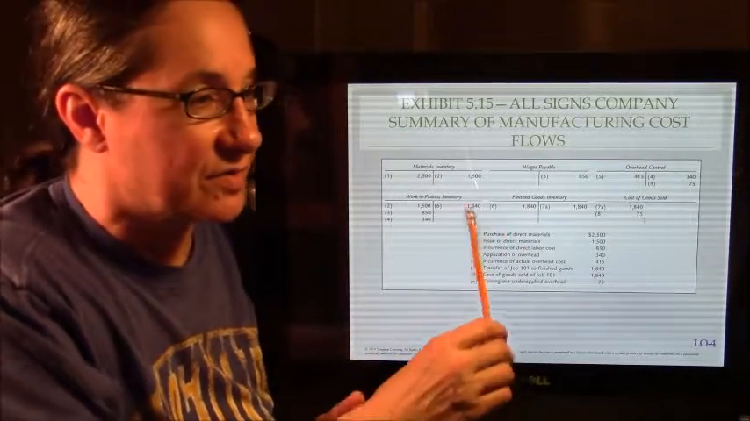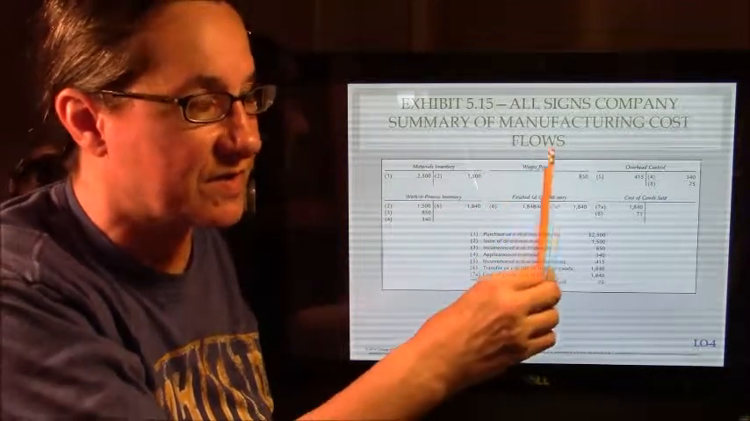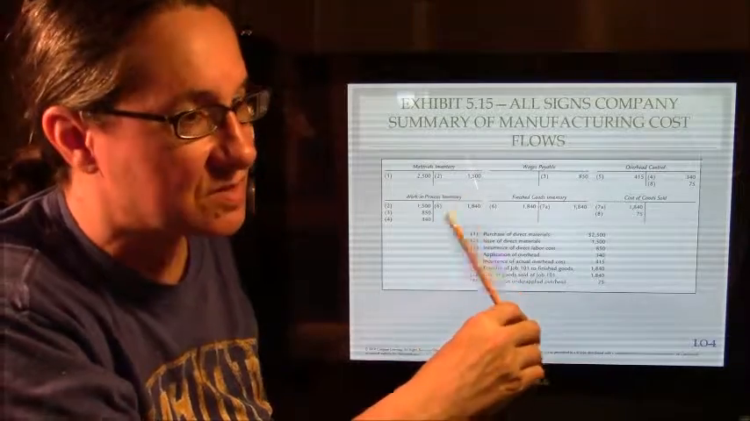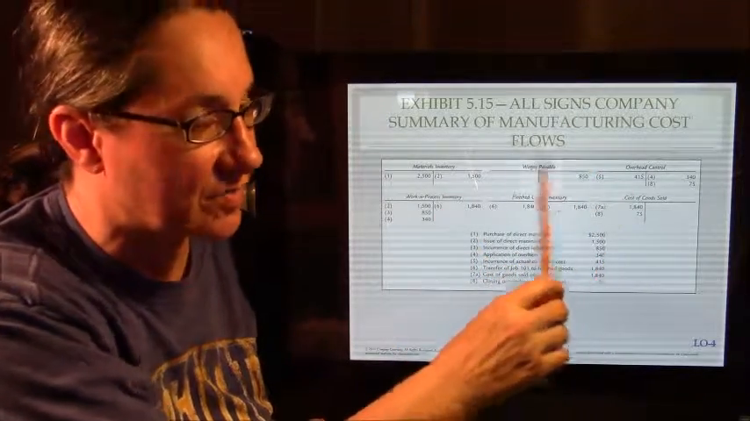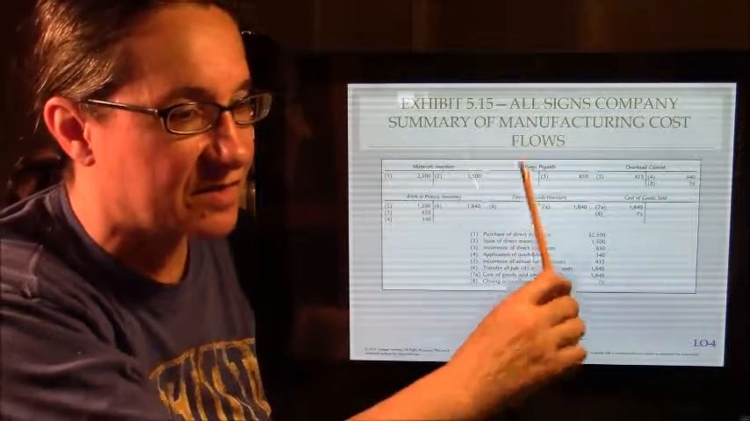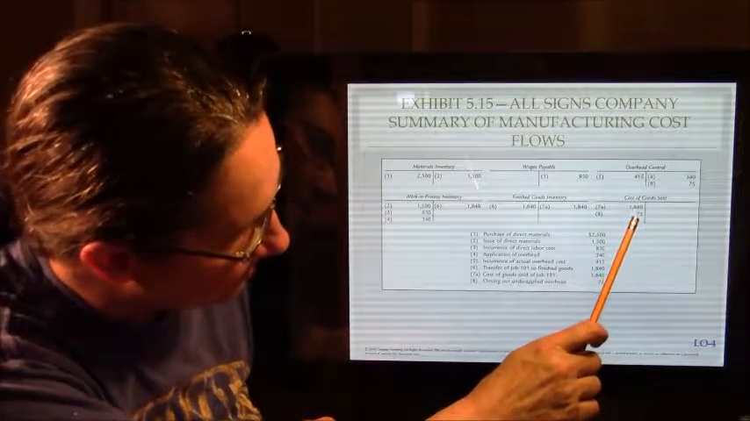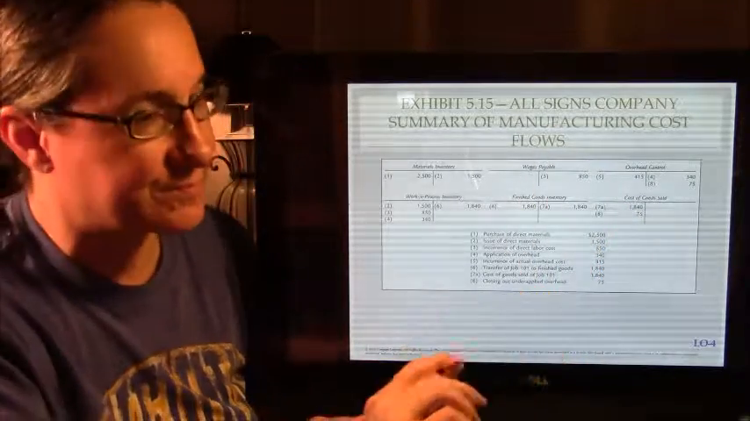So here's how it goes. From materials to work in process, wages to work in process, overhead control to work in process, to finished goods, to cost of goods sold, and take care of any variance through cost of goods sold.